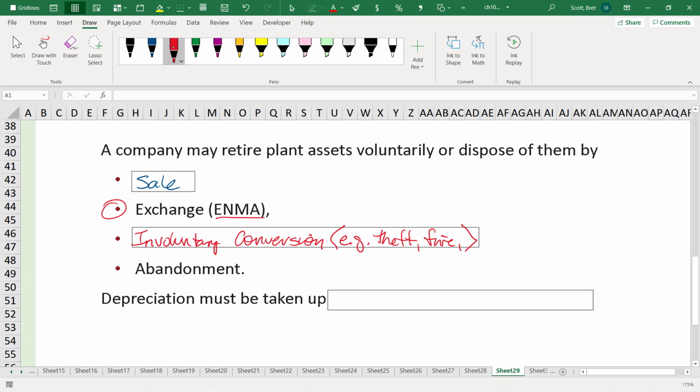There's also abandonment. We won't really talk about that because most companies don't just abandon their property, plant, and equipment because it's not economically, or eco-friendly, I should say, to do so.